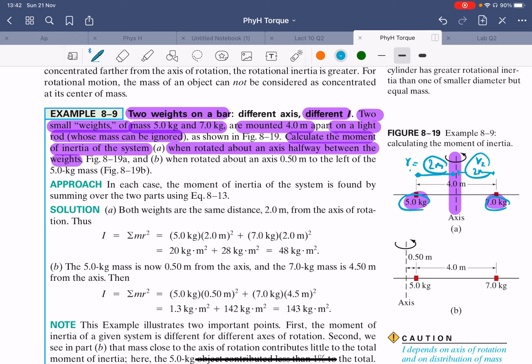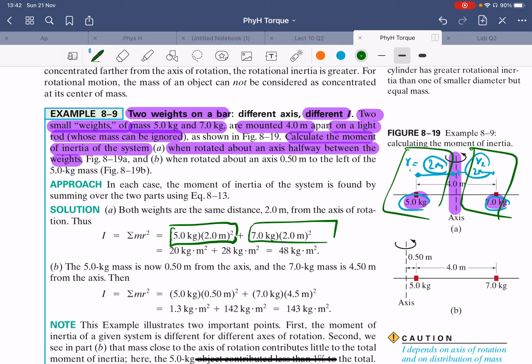So the first value here is 5 times 2 square. Second value, 7 times 2 square. Add them, the summation, to find the moment of inertia. If I add this, I'm getting 48 kg meters square. So this is the moment of inertia.